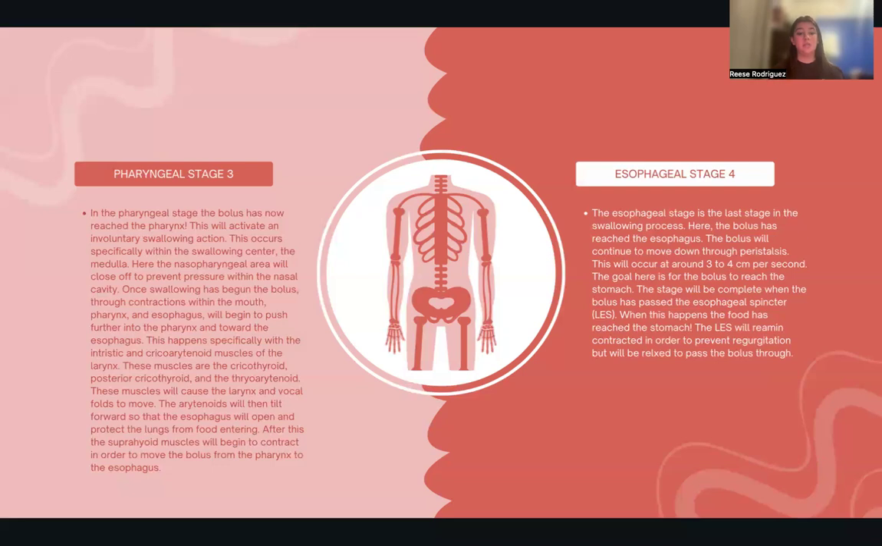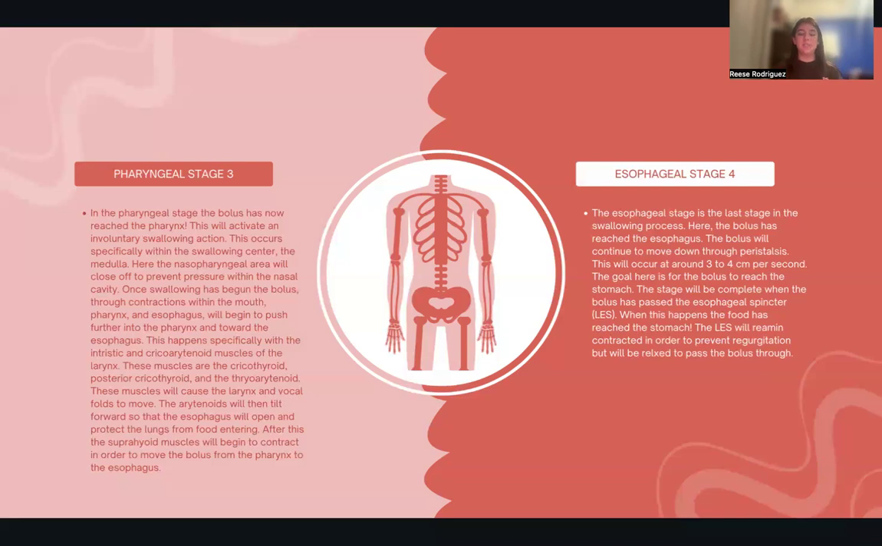The arachnoids will then tilt forward, and this is so that our esophagus can open and protect the lungs from food entering. After this, the suprahyoid muscles are going to contract in order for the food or the bolus to move from the pharynx into the esophagus. So here there is a lot of constriction and release going on, or things moving in certain places, because the goal is to move in the correct position, but also to move with the correct timing. So a little bit more about timing we'll go over in stage 4, our esophageal stage.